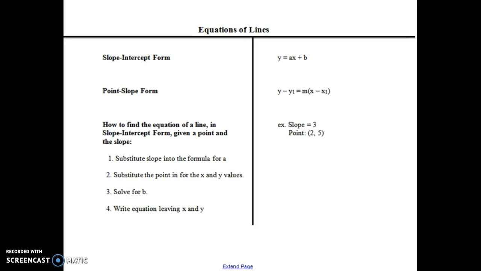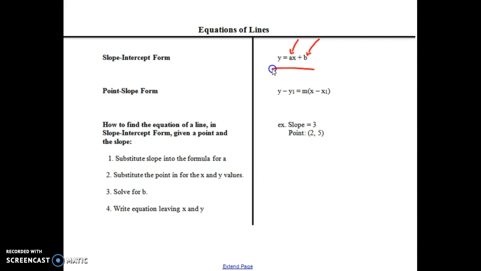Hello, welcome. In this video, we're going to work on the equations of lines. We're going to review two ways to write the equations of lines. The first is slope-intercept form, which looks like this: y = ax + b. a is the slope, or the rate of change, and b is the y-intercept.